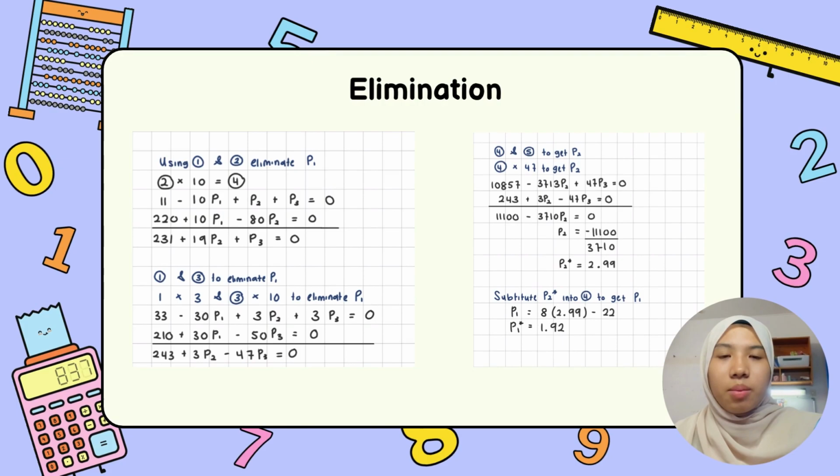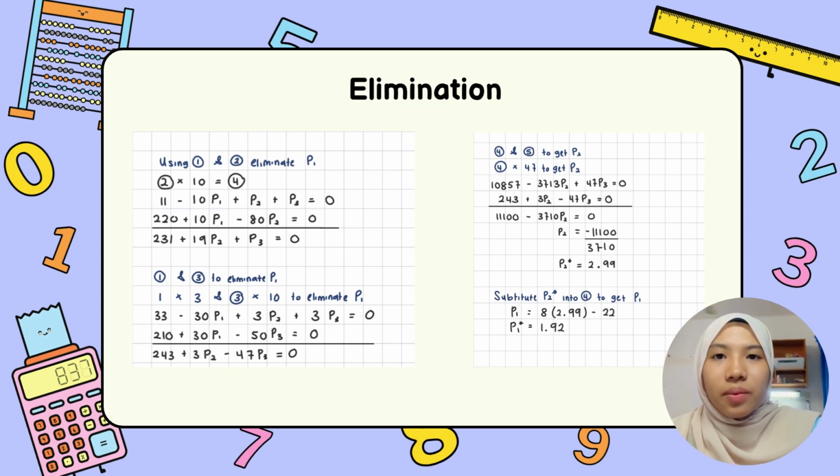Next, using the elimination technique. Using 1 and 2 to eliminate P1. 2 times 10 equal to 4. 11 minus 10P1 plus P2 plus P3 equal to 0, plus 2 to 0 plus 10P1 minus 18P2 equal to 0. Get 231 plus 19P2 plus P3 equal to 0.